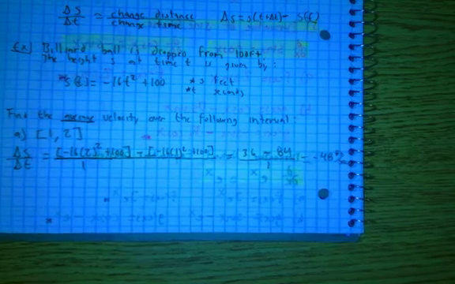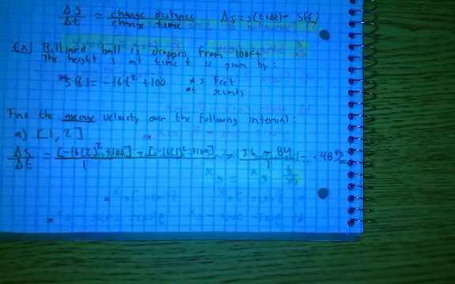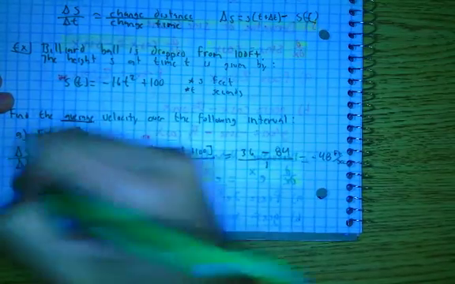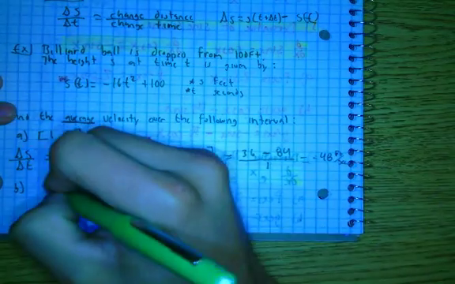Cool? Alright, I'm going to let you try one on your own, and then we've got to move on. Find the average velocity on the interval from 1 to 1.1 seconds.